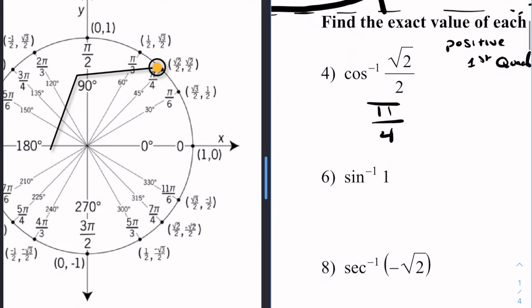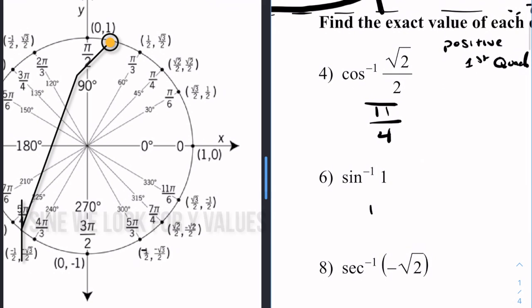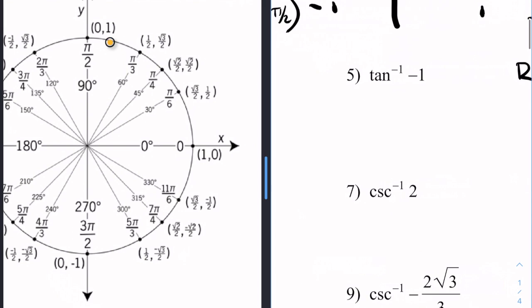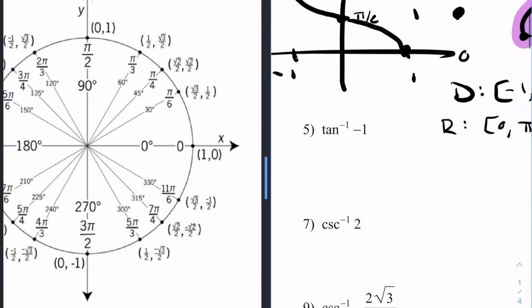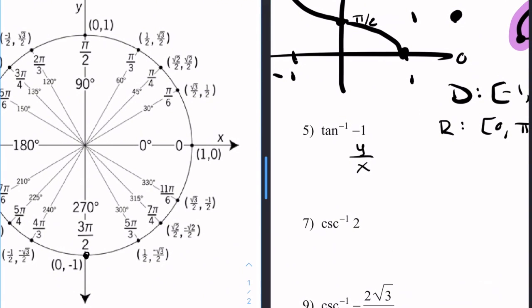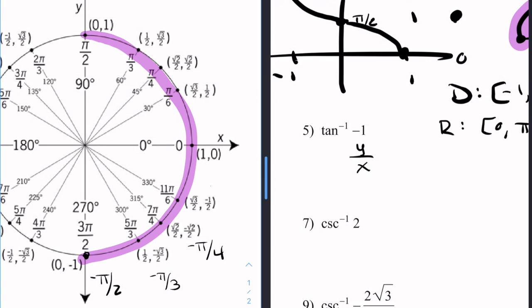Inverse sine of 1. At what angle is sine 1? And that's going to be at positive pi over 2. At what angle is tangent negative 1? So remember, tangent is y over x. So if we were looking from negative pi over 2 to positive pi over 2, it might be helpful just to change these values.